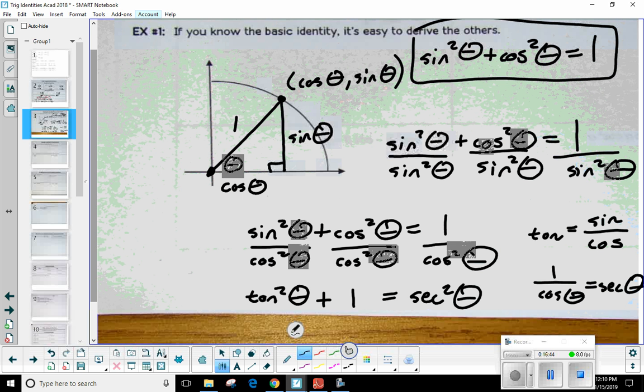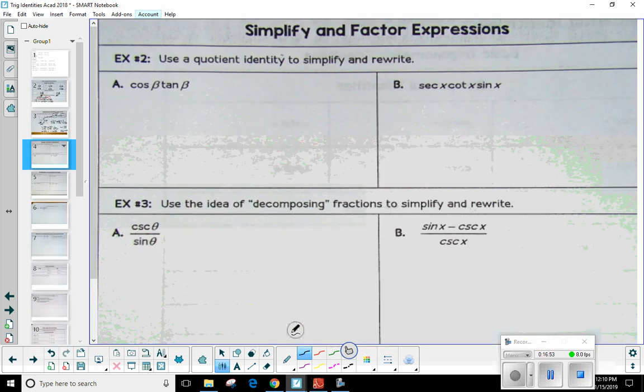Well, let's go ahead and look at just some simple examples. We haven't gotten to all the identities yet, and that's okay. Let's look at this one. Example 2. Use a quotient identity to simplify and rewrite. Now, there's a ton of different strategies for simplifying this, but probably the best way to start is to always rewrite everything in terms of sine or cosine. If you write everything in terms of sine and cosine, a lot of times that helps you identify what it is you're looking at.